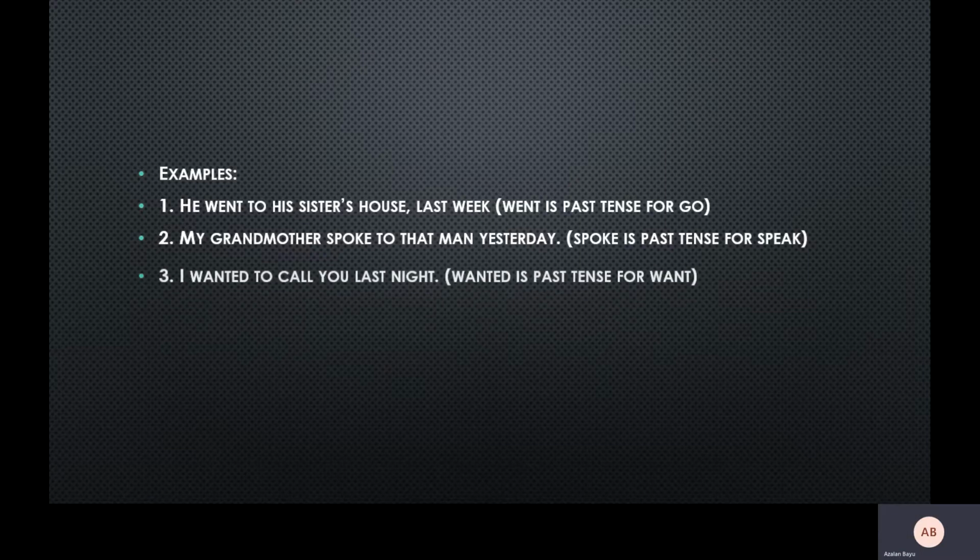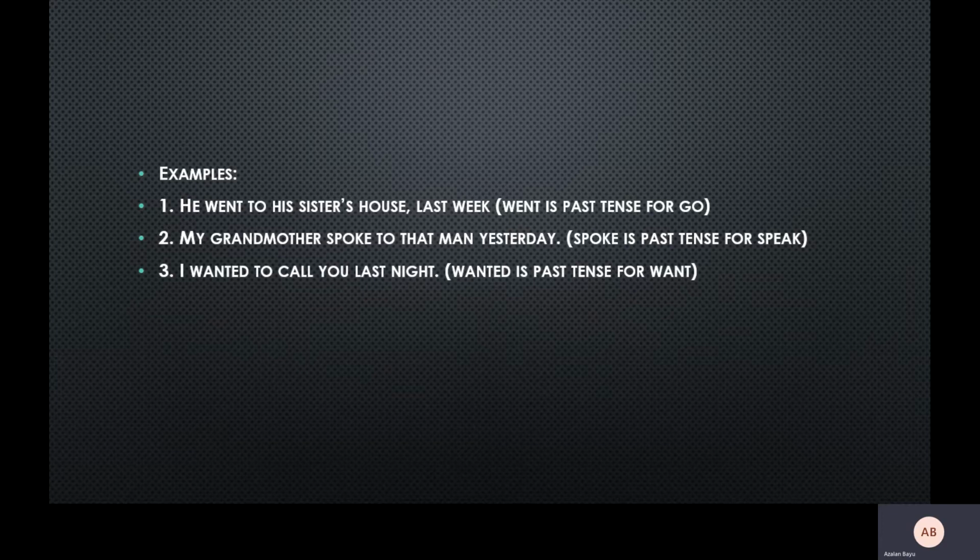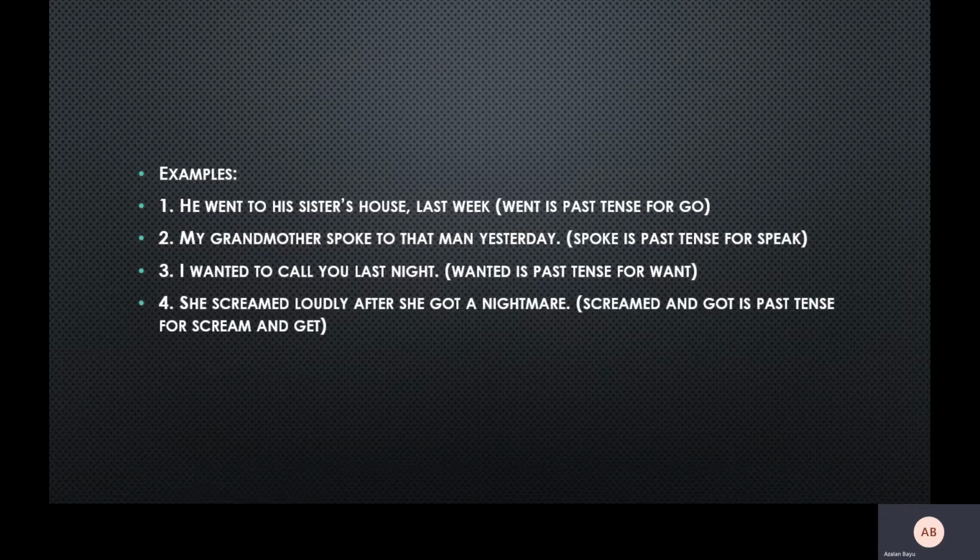All right. I wanted to call you last night. This is actually an example of regular past tense. Okay, because from the word want, you just plus ed, it becomes wanted. All right. Same goes to the next sentence: she screamed loudly after she got a nightmare. Okay, screamed, you plus ed, is actually regular verb, and then got is actually irregular verb, from the word get. Okay, you don't say get that, but then you change it to got. Okay, when you use the past form.